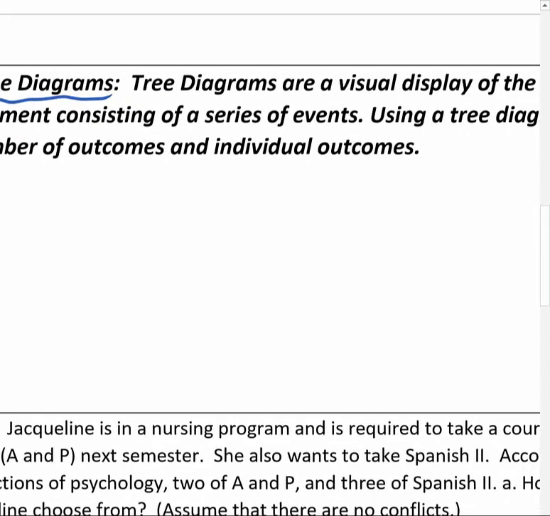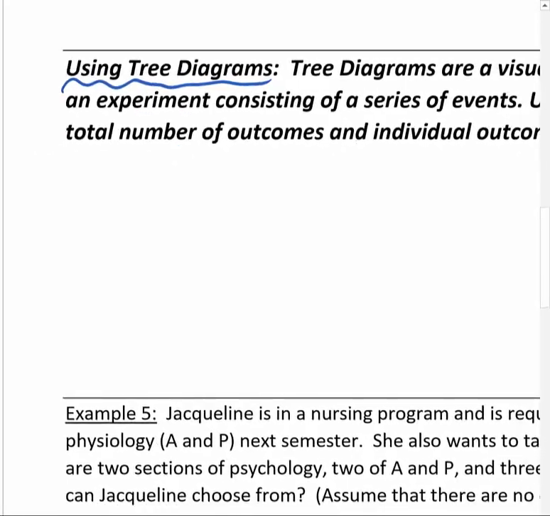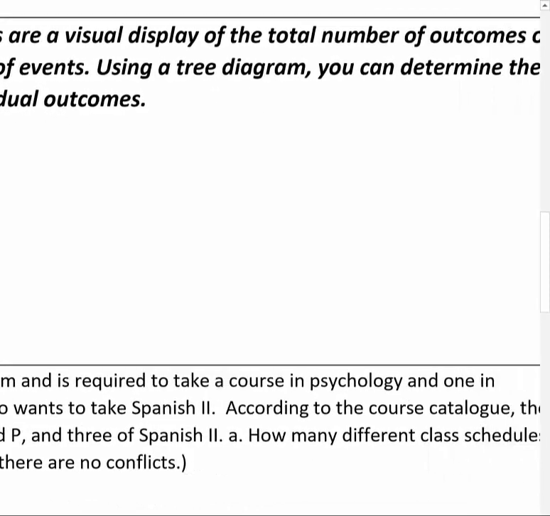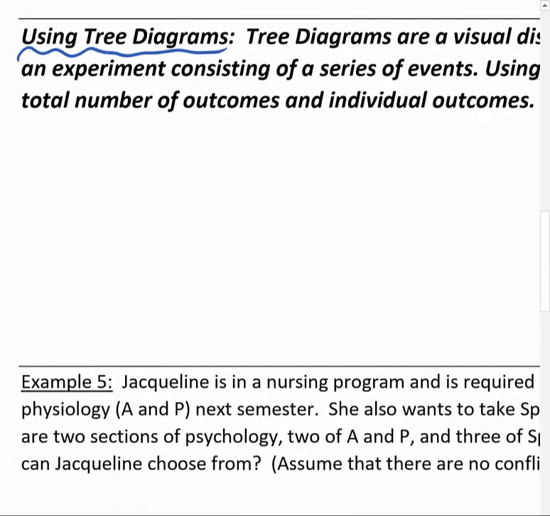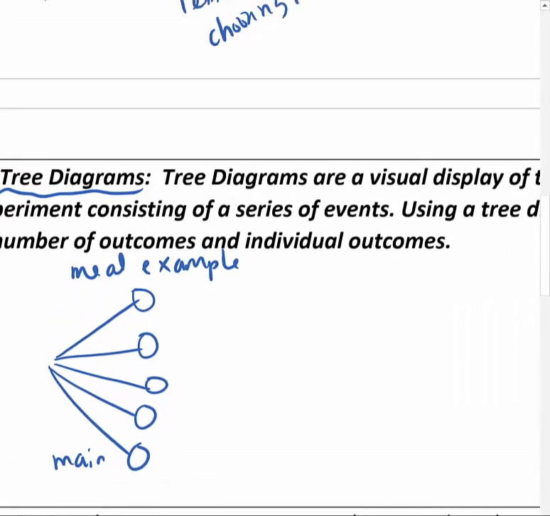So tree diagrams are a visual display of the total number of outcomes of an experiment consisting of a series of events. Using a tree diagram, you can determine the total number of outcomes and individual outcomes. So if you want, for the meal example, I think I said there were 5 mains, right? 1, 2, 3, 4, 5. You're choosing your main: salmon, beef, chicken, whatever. And then for each of those, what do you have?